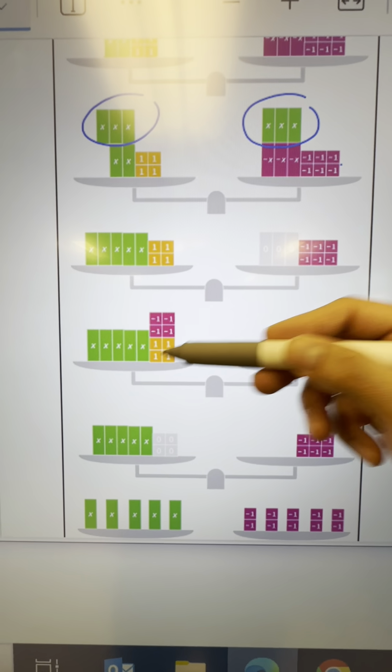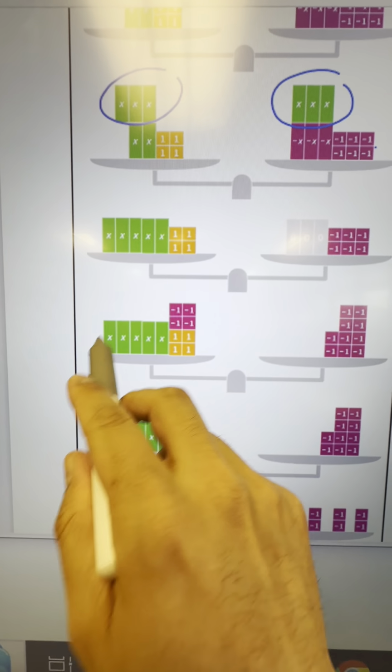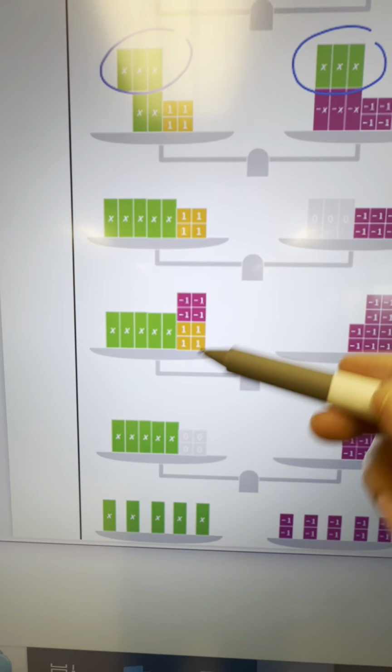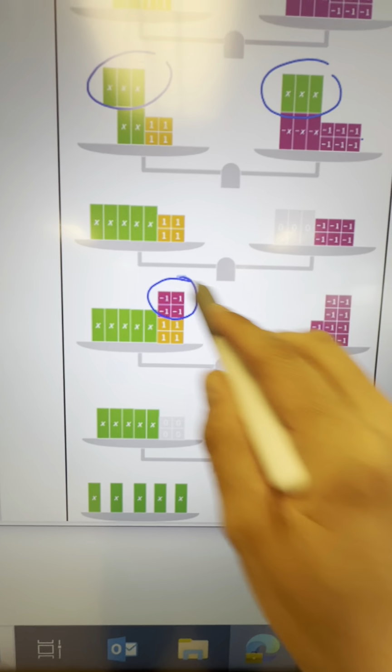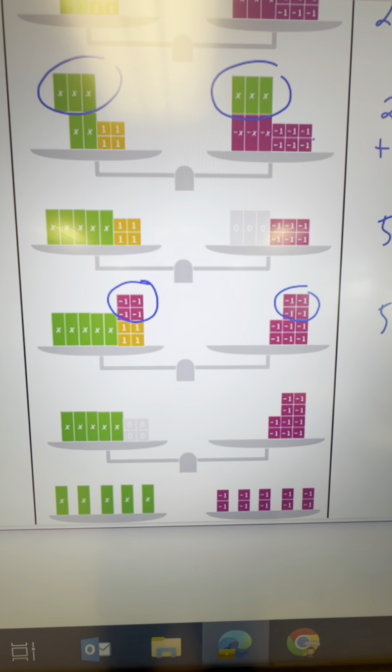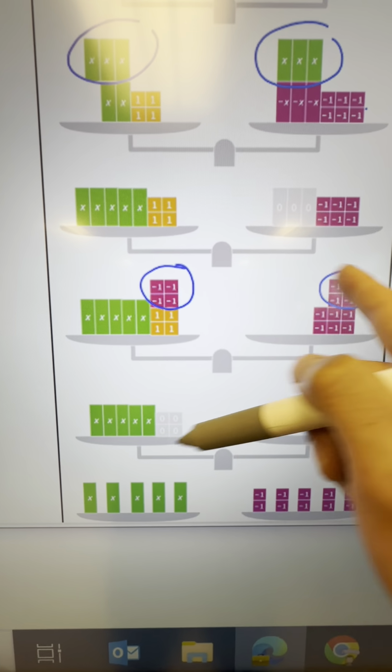Now looking at the next step, you can see here we're trying to isolate the x's, so we've got to get rid of these 4 ones. So they put 4 negatives here and 4 negatives here on this side. That's what's new in the next step. So that means I'm taking away 4 on both sides.